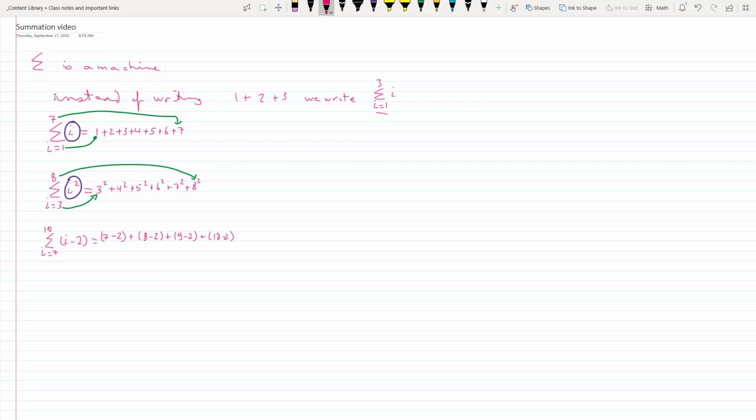And you're learning this summation out of context, but we will use it later to sum up elements in a set.